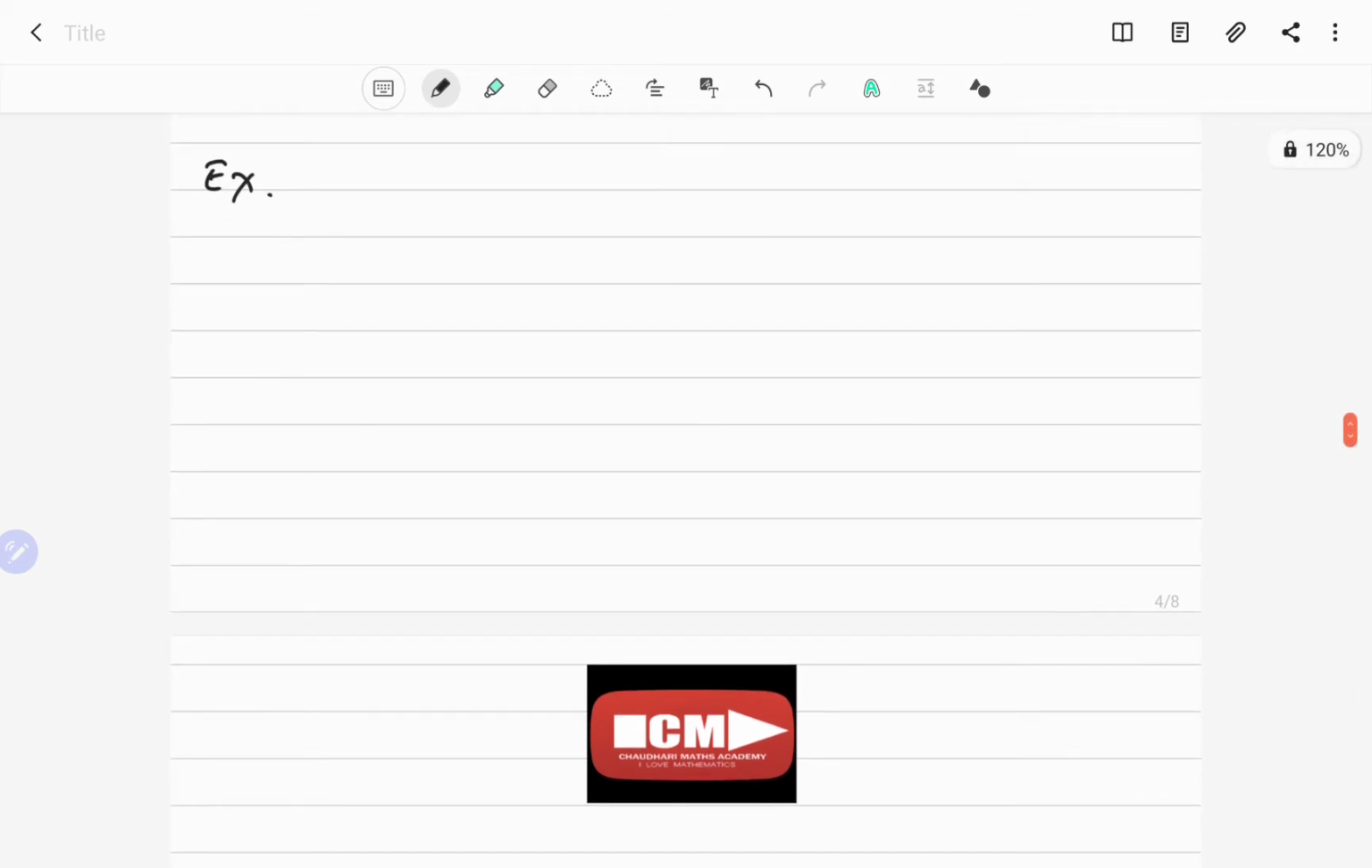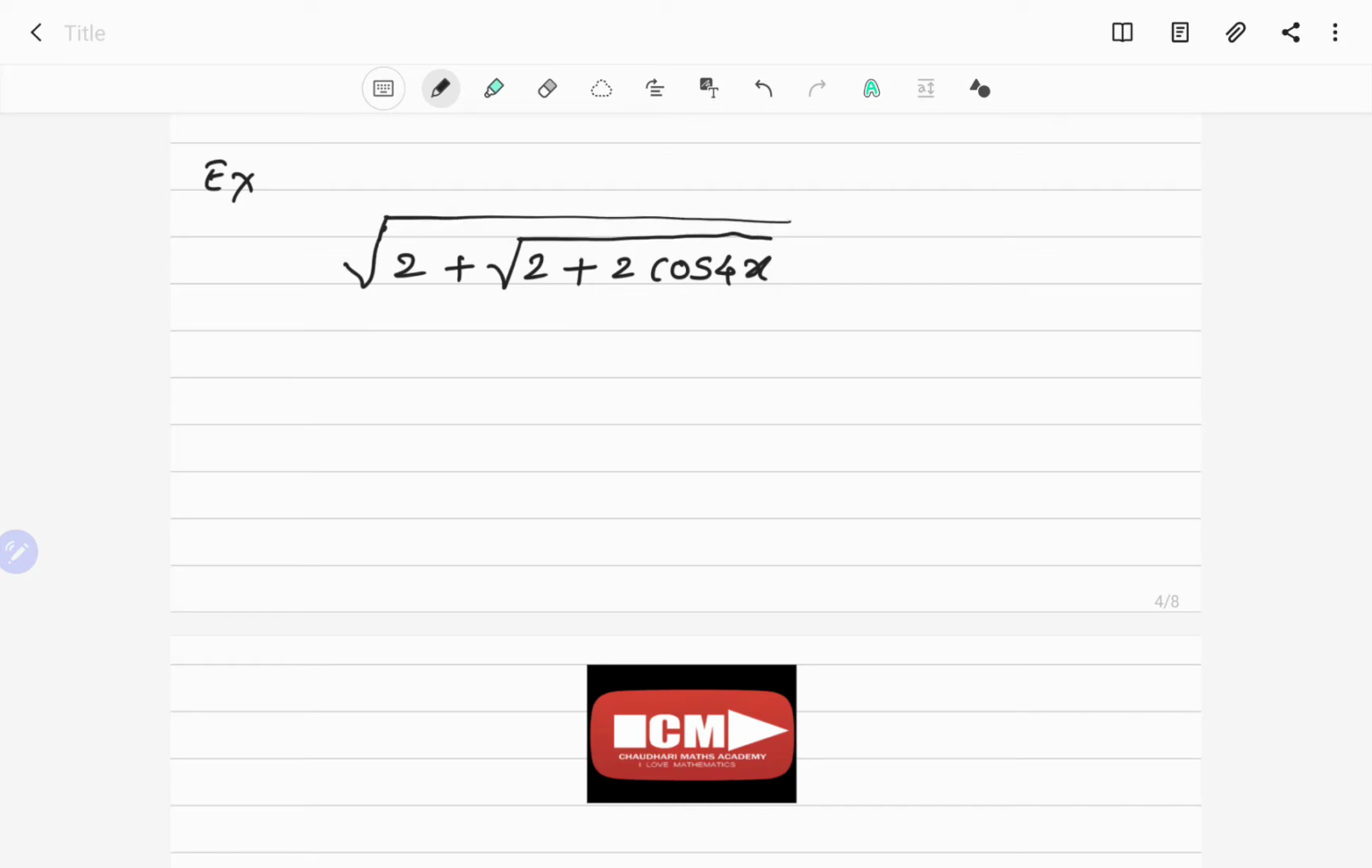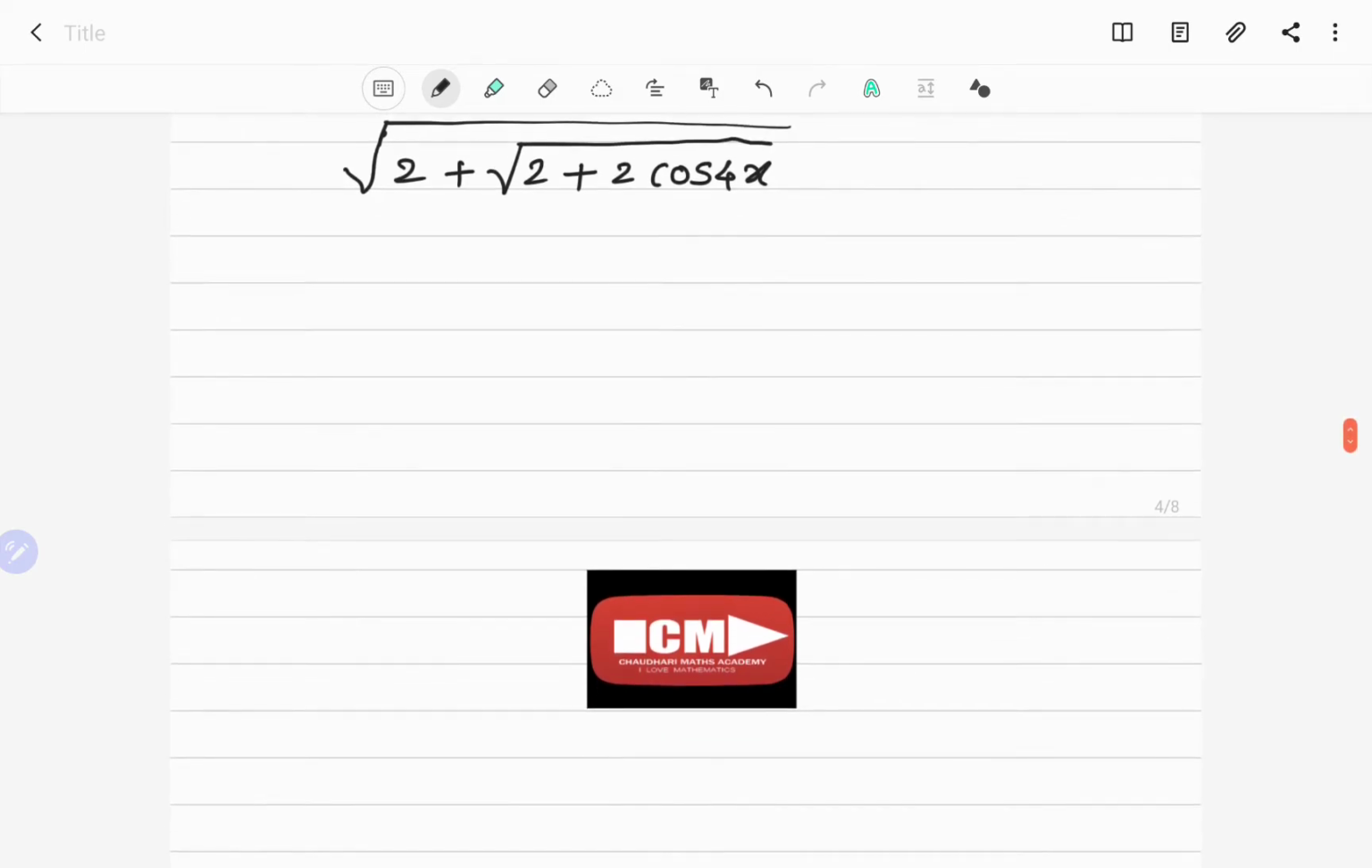The next example is, let's try to simplify. I am taking one very interesting problem for you. So please observe this carefully. Let's say it's under root 2 plus, let me write it in the proper way, under root 2 plus another under root 2 plus twice of cos 4x. Here I am ending the first square root, and then closing the second square root. You have to simplify this structure. So friends, our job is to simplify this structure. So how to simplify this one?